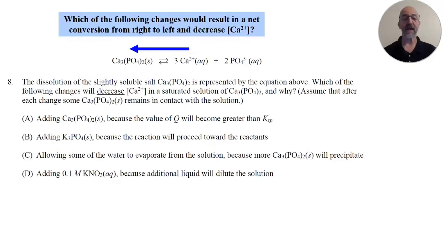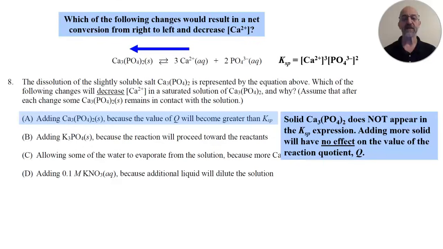So I'll start with choice A and then work my way down to choice D. Choice A says the following: adding solid calcium phosphate, because the value of Q will become greater than the value of K. Now, we already know that solids are not included in the equilibrium constant expression, so if we added additional solid to a saturated solution, this has no effect on the value of the reaction quotient Q. So solid calcium phosphate does not appear in the KSP expression. Adding more solid should have no effect, so we can eliminate choice A.